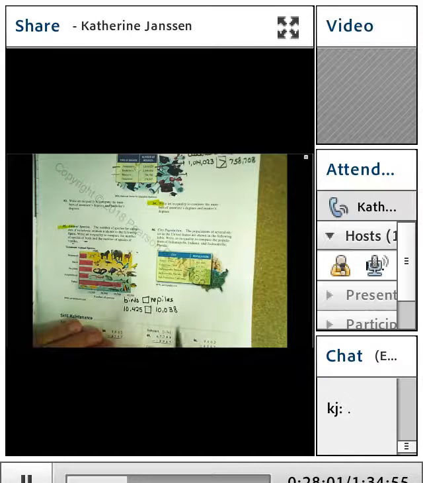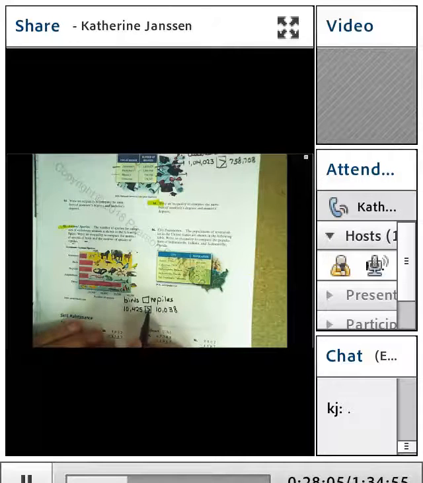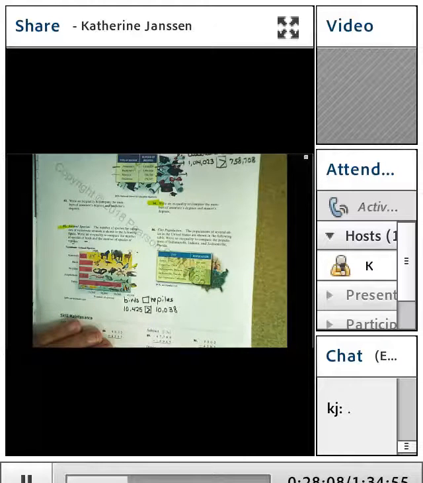10,425 is greater than 10,038. So I'll use my greater than symbol to represent the relationship of the number of species of birds compared to the number of reptiles.